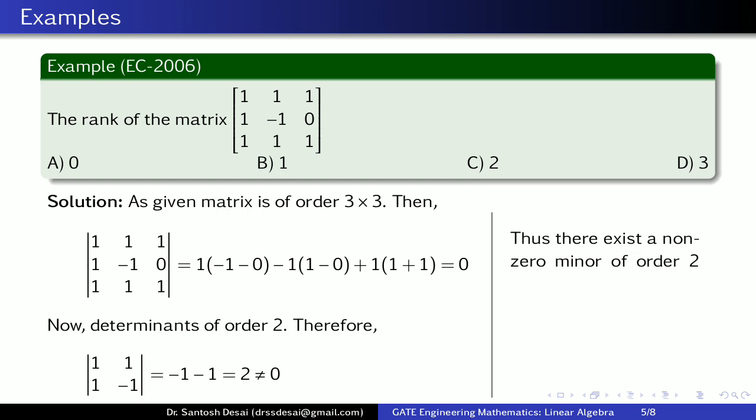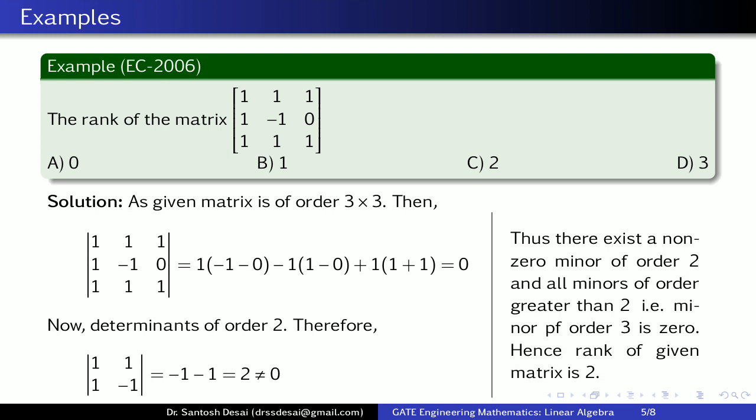So here a minor of order 2 which is non-zero exists, and the minor of order greater than 2, that is of order 3, is 0. So therefore the rank of the given matrix is 2.